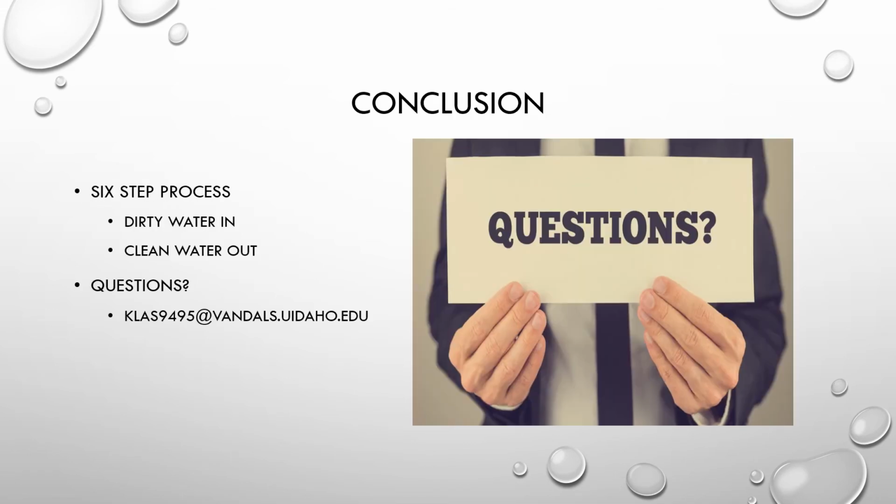To conclude, there are 6 steps in the process used to transform wastewater into clean, usable water. If you have any questions about any of these steps that I've listed or are interested in the science and mathematics behind them, please feel free to send me an email and I'd be happy to get back to you.